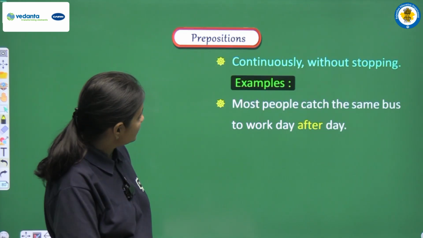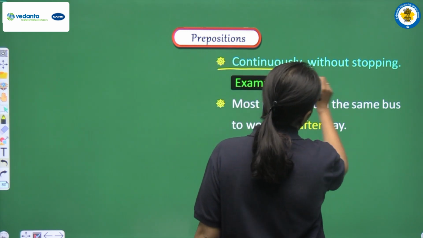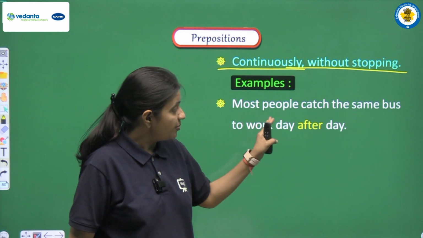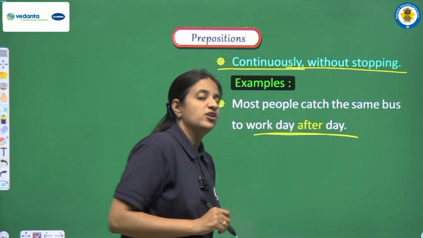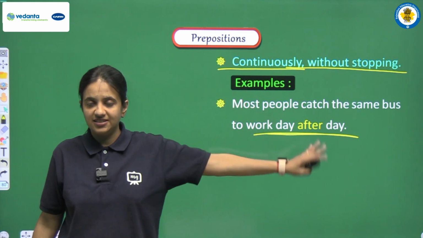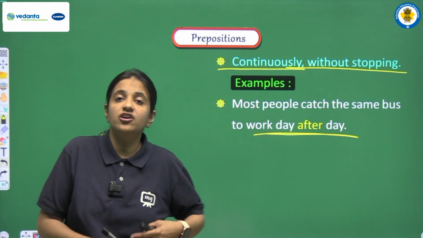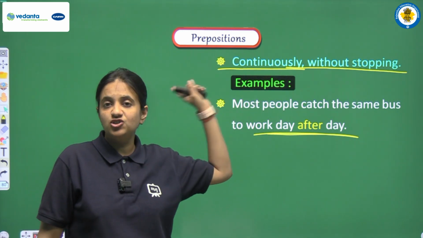Okay. Next, it is also used to show continuity, that is, without stopping. Let's see the example. Most people catch the same bus to work day after day. If we are having "after" in the sentence in this manner, then we are trying to show the continuity of something, and that too without stopping.